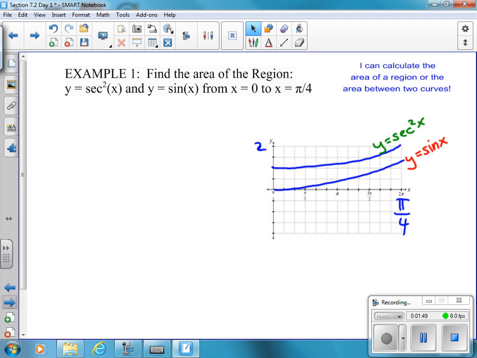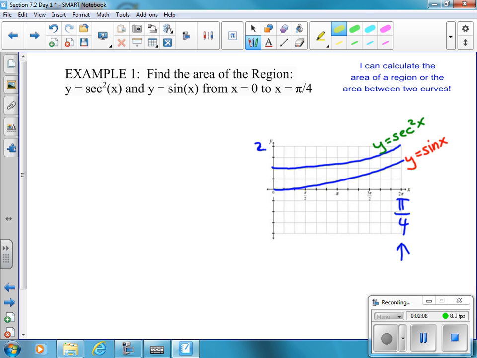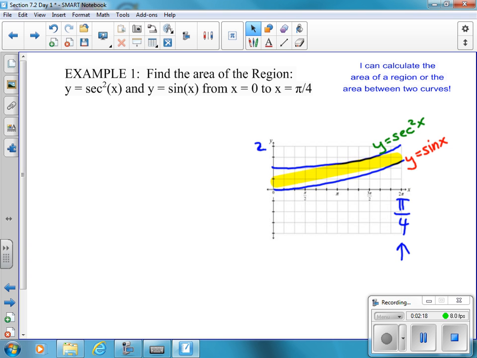All right, so let's find this region, the area between 0 and pi over 4. I've listed pi over 4 as being way over here. So we are actually going to look at the area between the curves. Let's try a little highlighter here. This area right in here, that's what we're going to try to find. Not a straight line area, but my computer's trying to help me out. Okay, so yes, just that area in between the two curves.